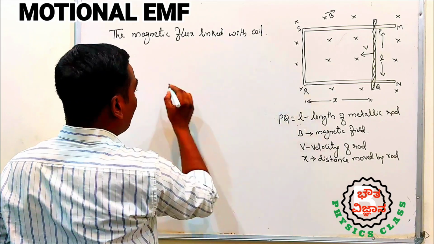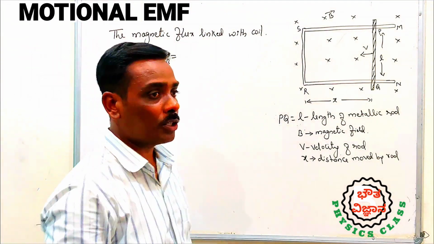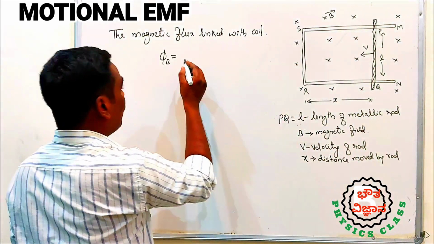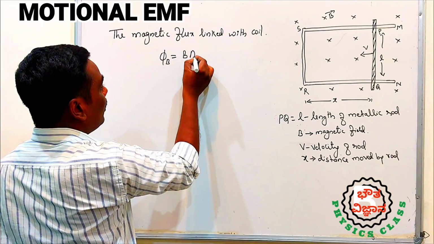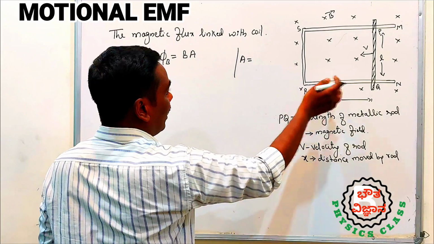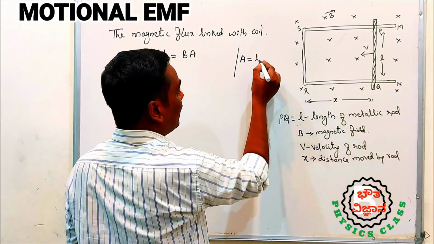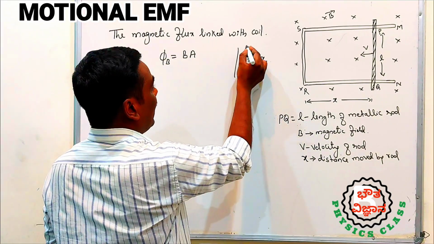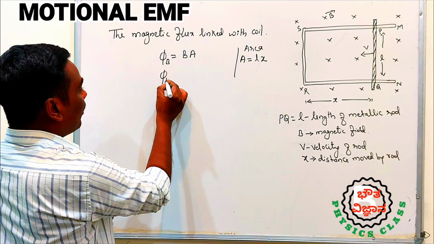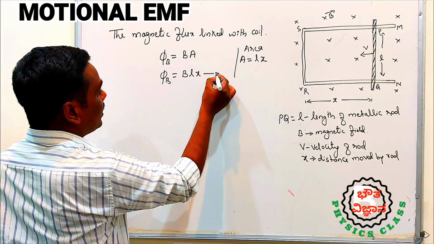The formula of flux we know: it is magnetic field into area into cos theta. Here theta is 0 degrees at every point of this rod. Therefore we write it as magnetic field into area. The area of this rectangular loop is length into breadth, where length is L and breadth is X. Therefore the area A is equal to L X. Therefore the magnetic flux is B into L into X. Call it equation number 1.